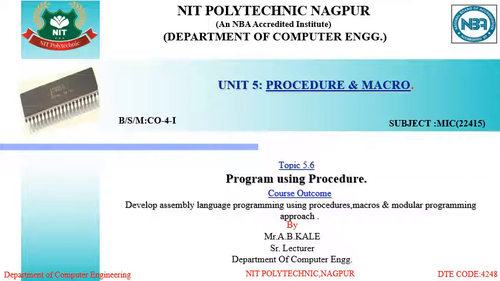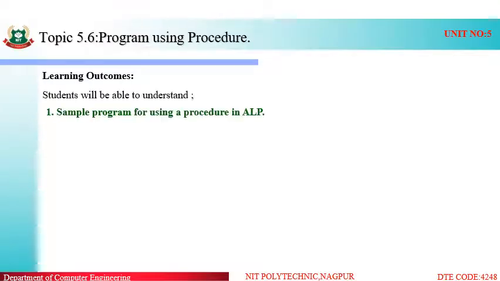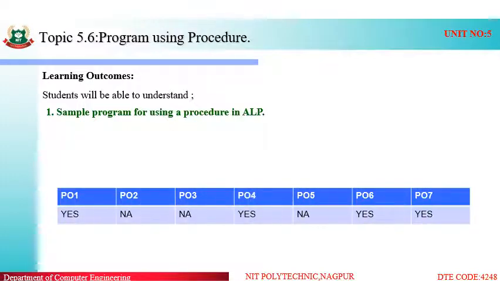So the course outcome for this unit is to develop assembly language programming using procedures, macros and modular programming approach. The learning outcome of this video is to study the sample program for how to use a procedure inside an assembly language program. So POs mapped are PO1, 4, 6 and 7.